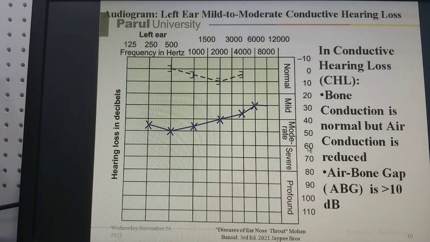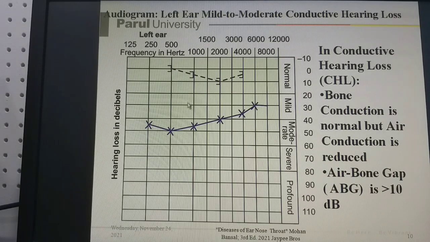Now this audiogram is showing you conductive hearing loss. It is left ear, mild to moderate conductive hearing loss. When we are giving the report, we should mention the site, then the severity of the hearing loss, and then the type of hearing loss. These three things should be mentioned in each and every report of the audiogram. And there are some audiograms that have certain characteristic features, so if the patient has that characteristic feature, then we can mention it also. That I will show you as we proceed further.